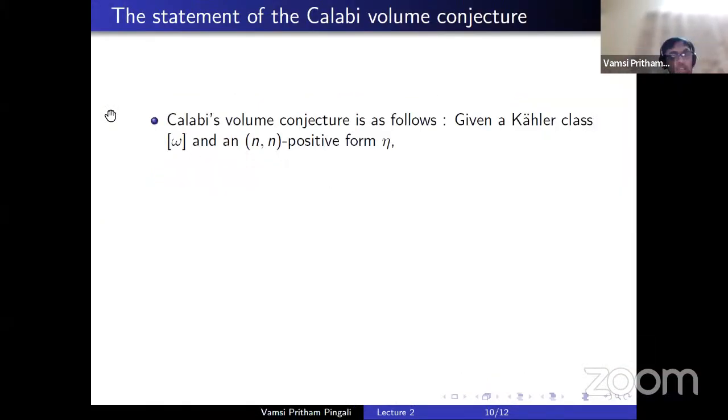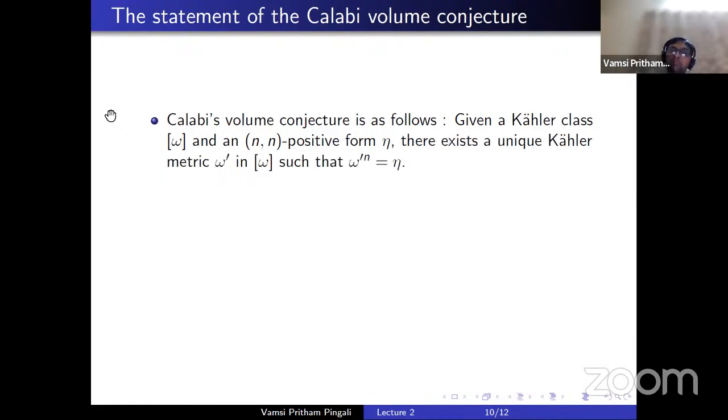So given a Kähler class and a positive form, there exists a unique Kähler metric in this class, so that this given form is genuinely the volume form of this particular Kähler metric. In other words, the data you're given is a positive top form and a Kähler class, meaning a de Rham cohomology class that contains a Kähler form. And what you need to produce is another Kähler form in the same cohomology class, whose volume form is the given form.